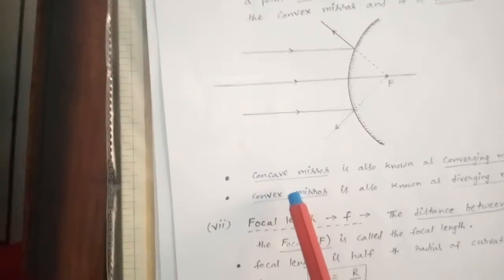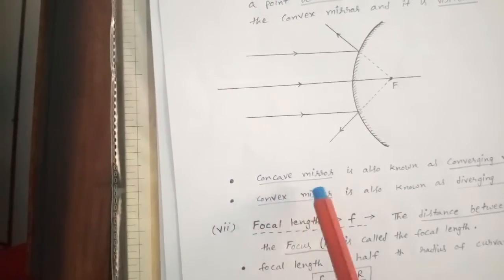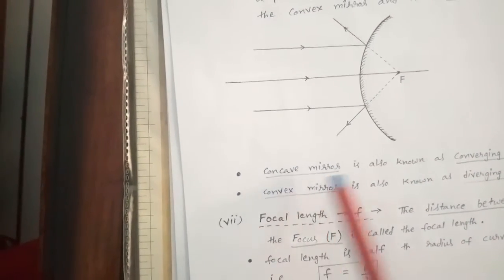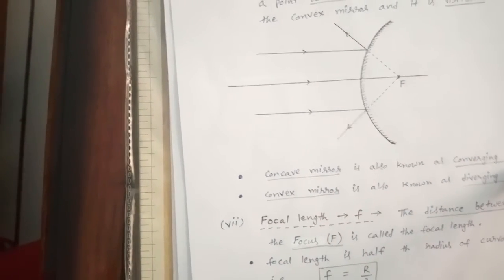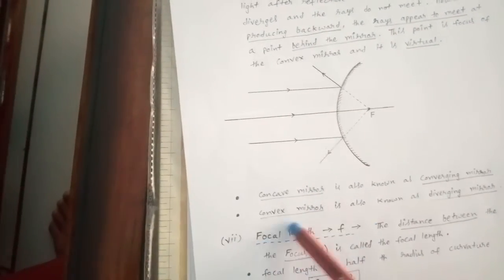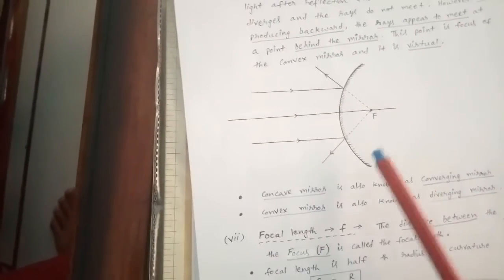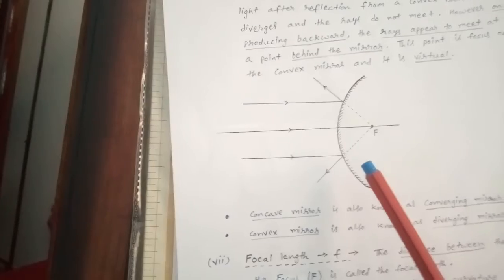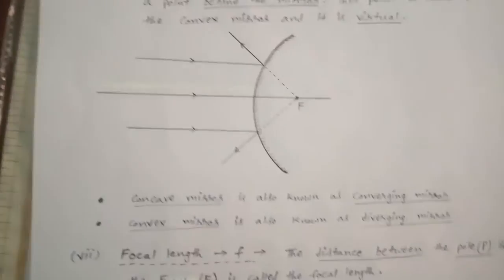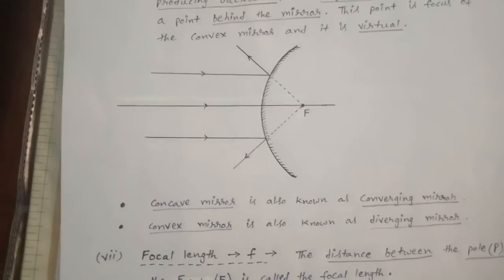So do we really understand that a convex mirror is known as a diverging mirror and a concave mirror is known as a converging mirror, because a concave mirror actually converges the rays of light at a point, and a convex mirror reflects them away from the center. That's why it is known as a diverging mirror.